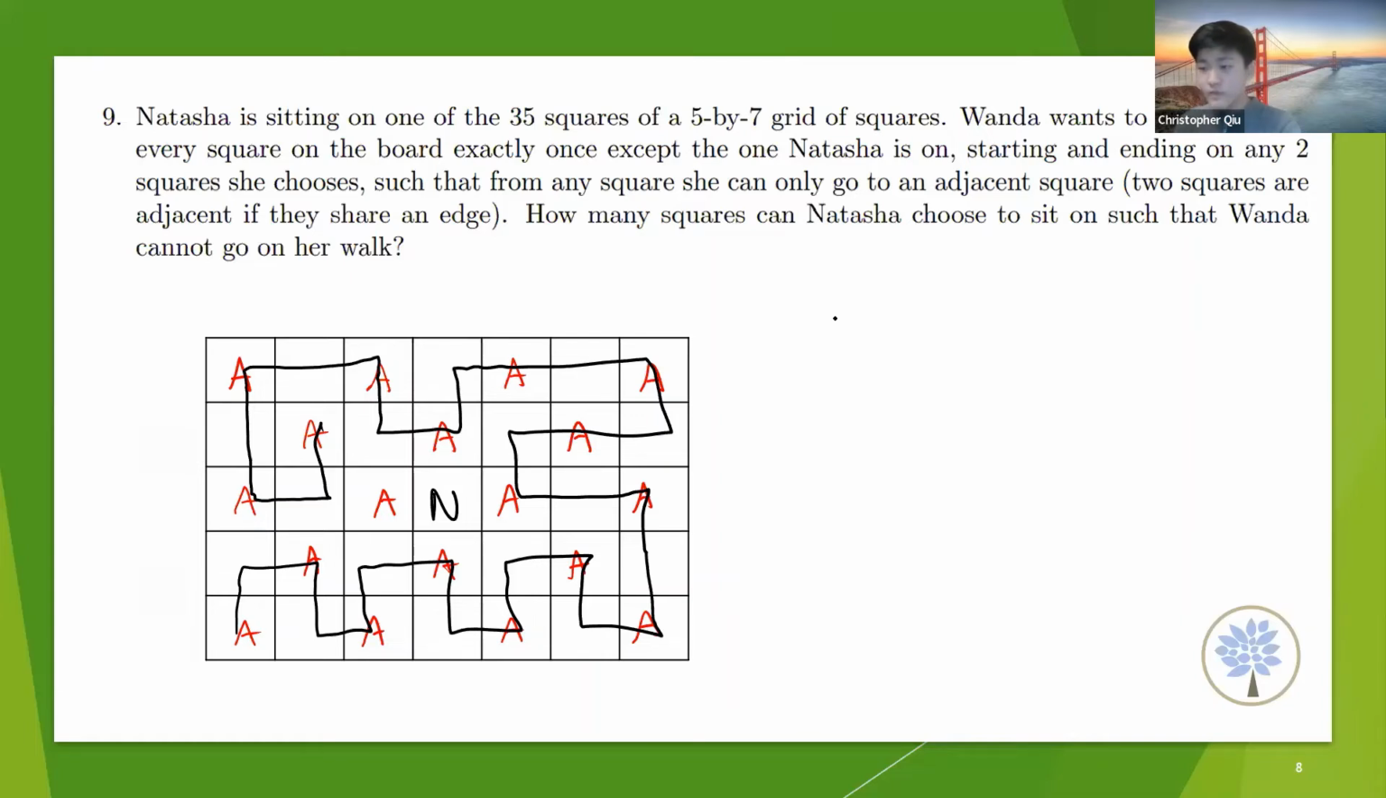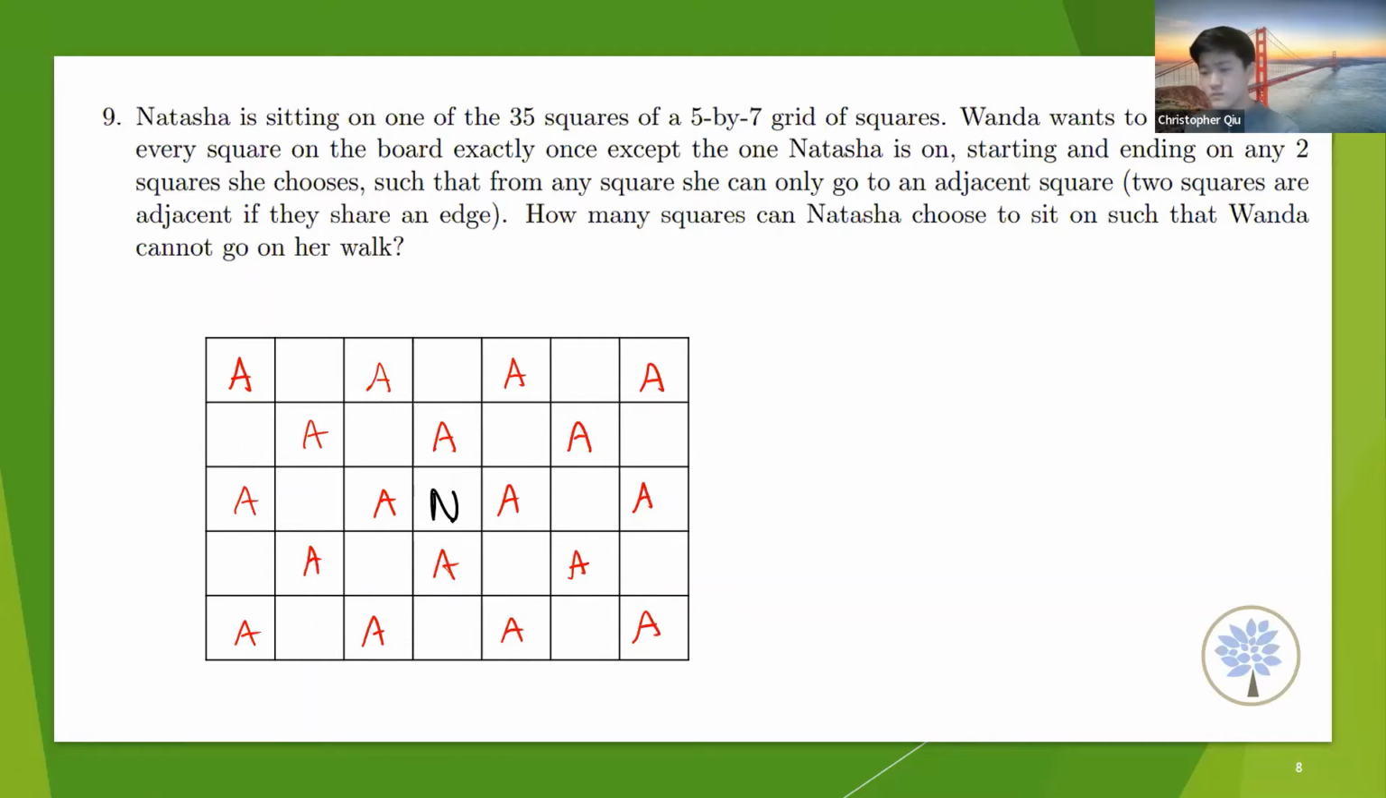So if we don't consider the square that Natasha chooses to sit on, the number of squares that are labeled A must be equal to the number of squares that are not labeled A. But in this case, if Natasha sits here, in the other squares there are, if you count, 18 squares labeled A, and there are 16 squares that are not labeled A.